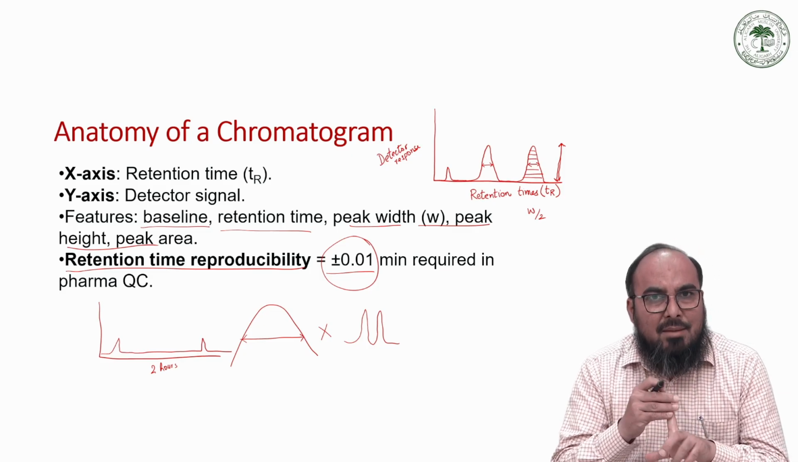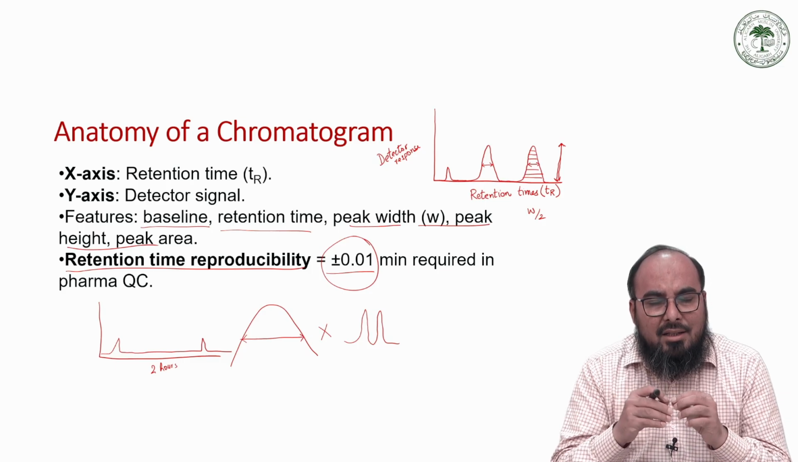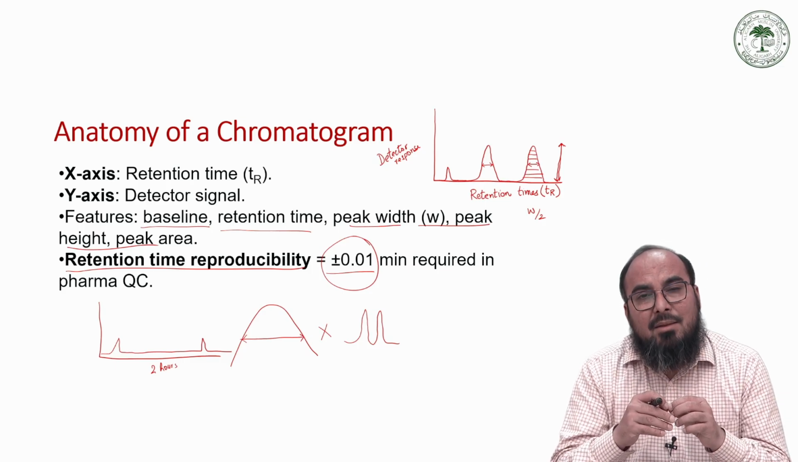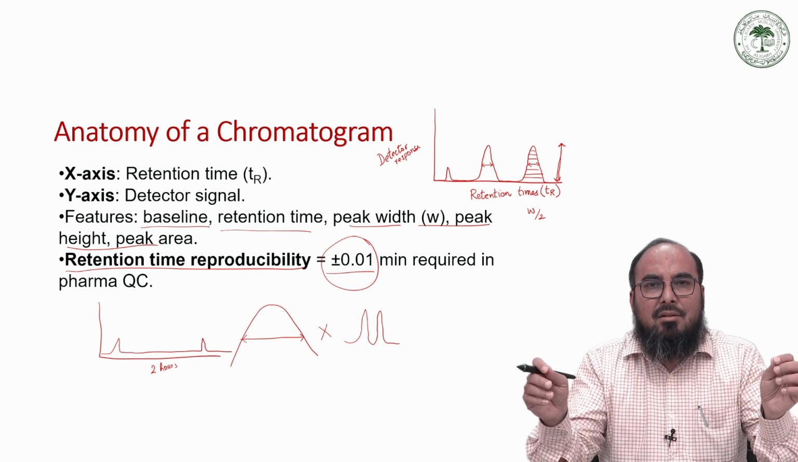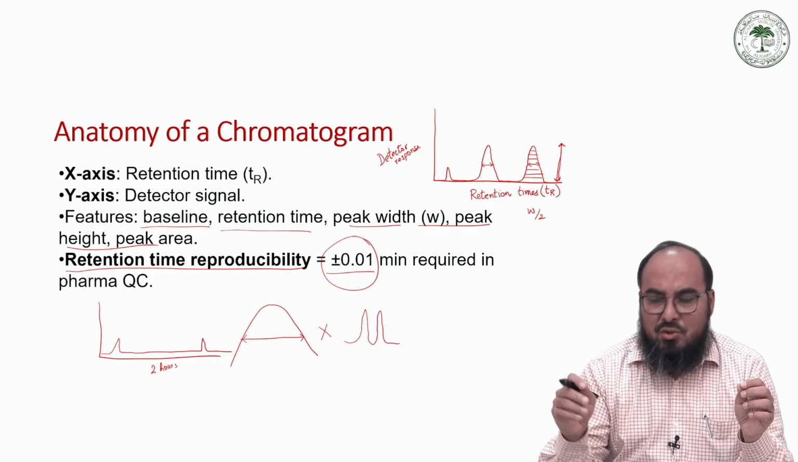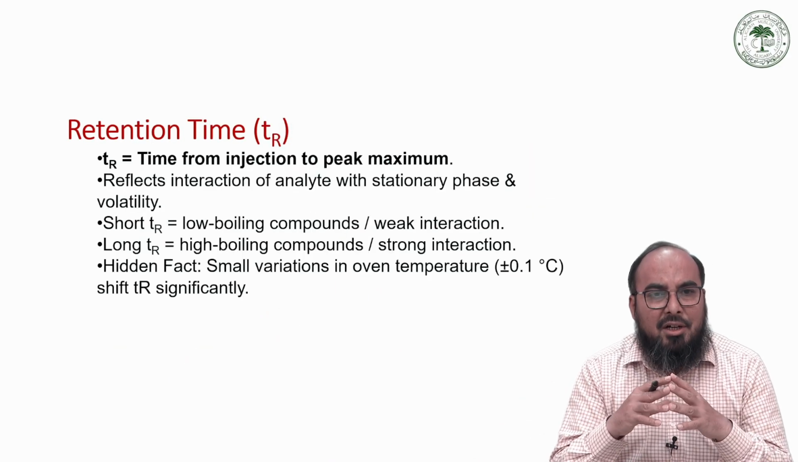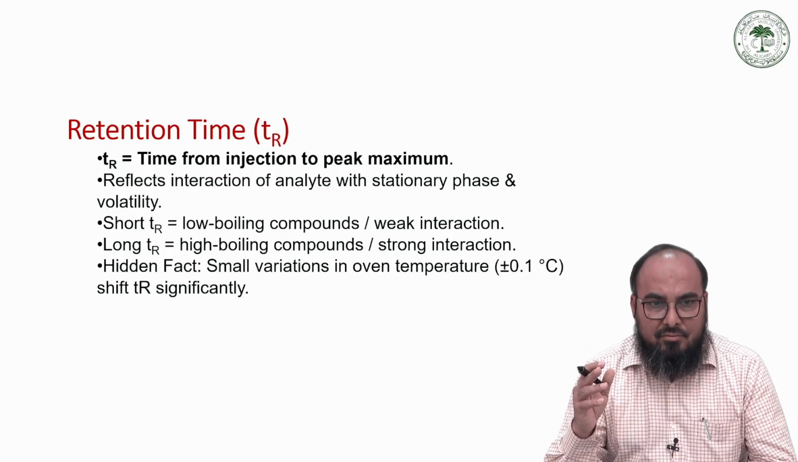So if the retention times are too close for the components, then overlapping occurs, and at the same time, if the retention times are too great, then it means that your peaks are very far apart. So you have to look for those situations. Similarly, retention time is actually the time from injection to peak maximum.